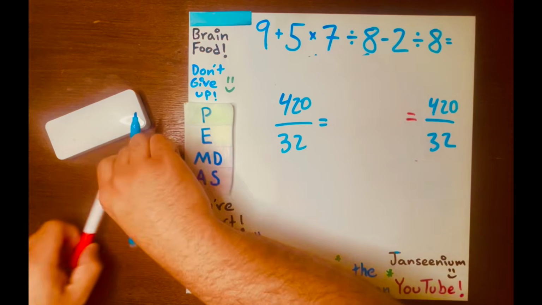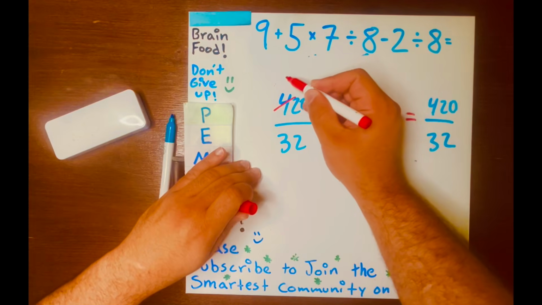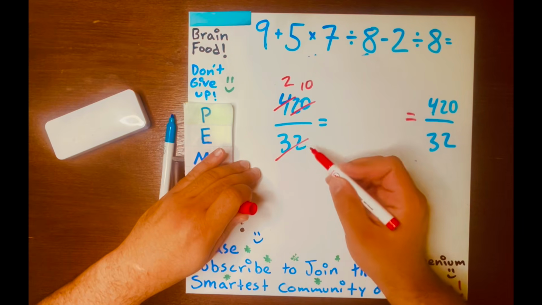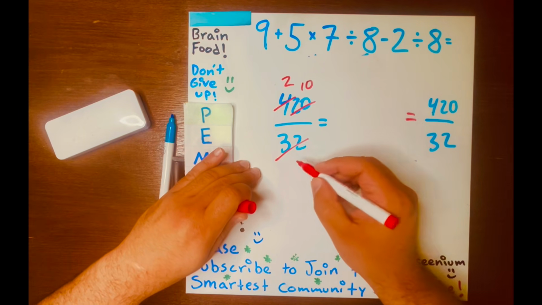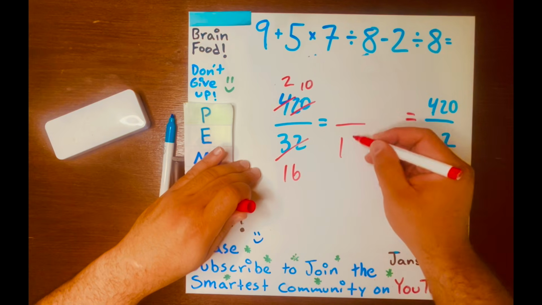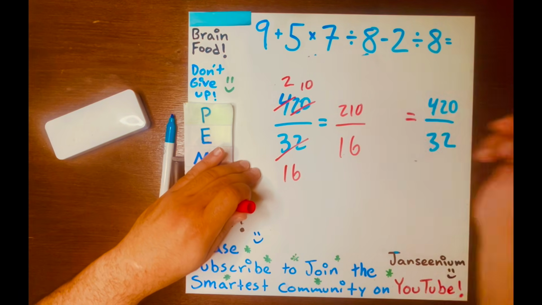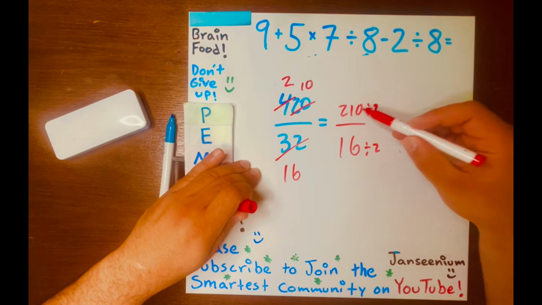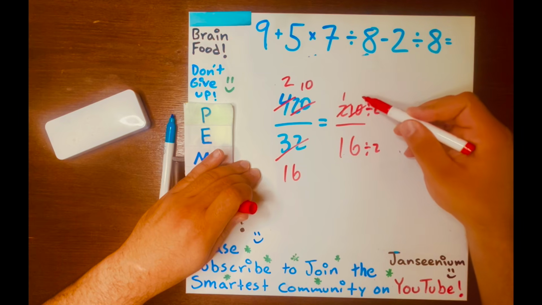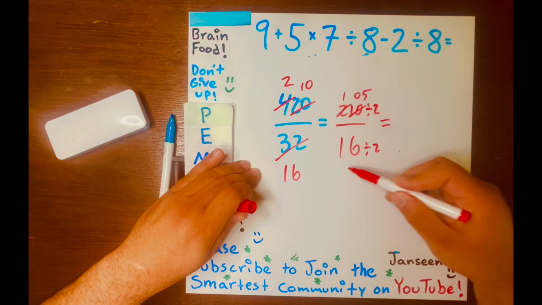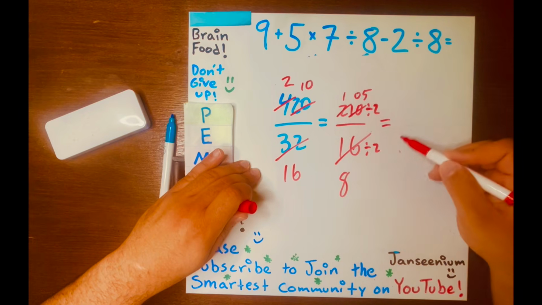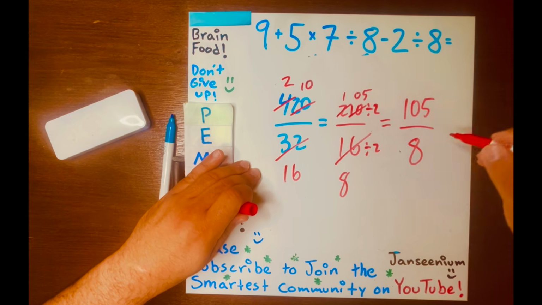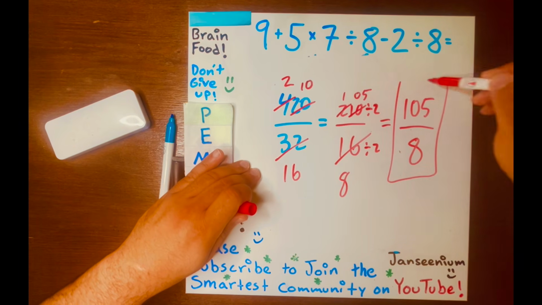So I'll use a different color. So half of 4 is 2, half of 20 is 10, half of 32 is 16. So it's 210 over 16, and I'll keep going. So half of 2 is 1, half of 10 is 5, and half of 16 is 8. So the answer is 105 over 8. And this cannot be broken down further.